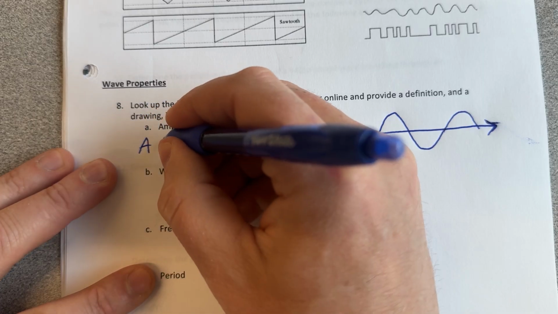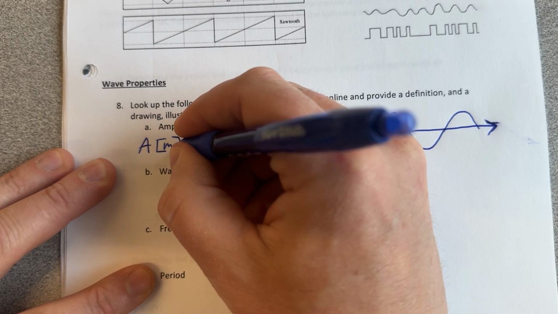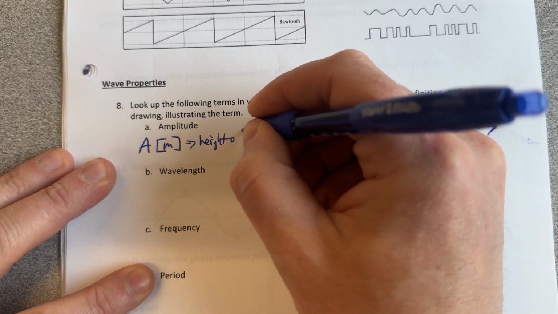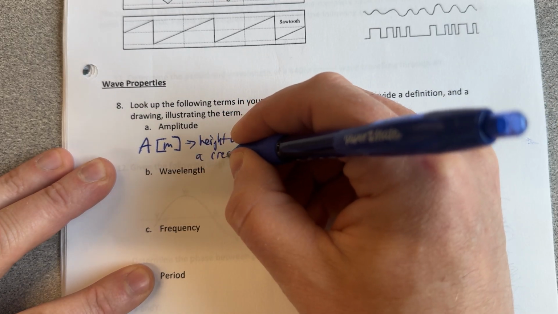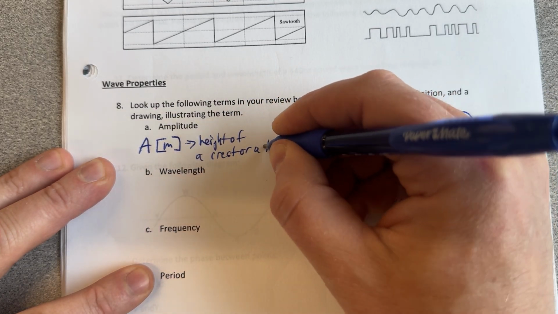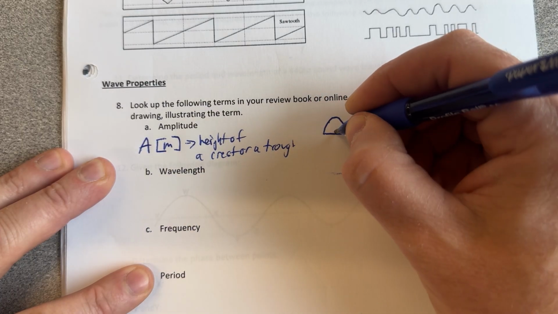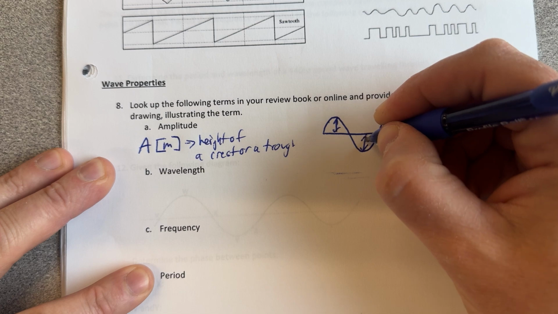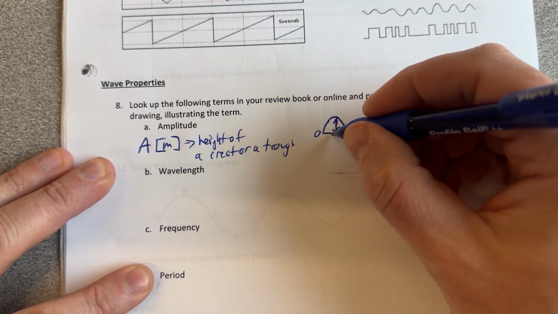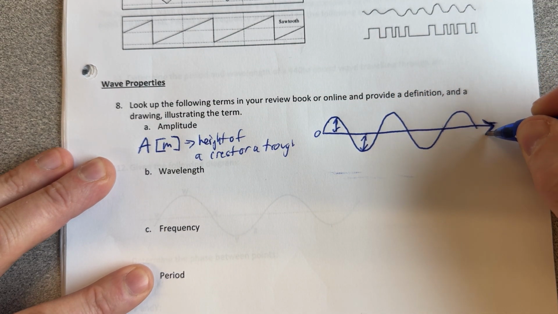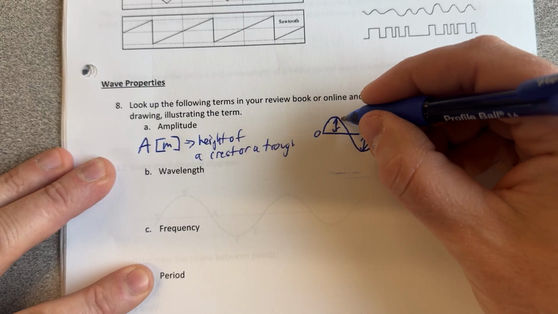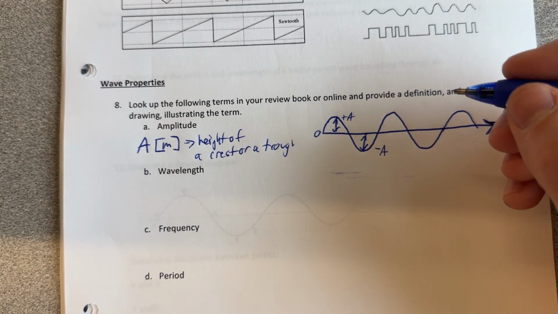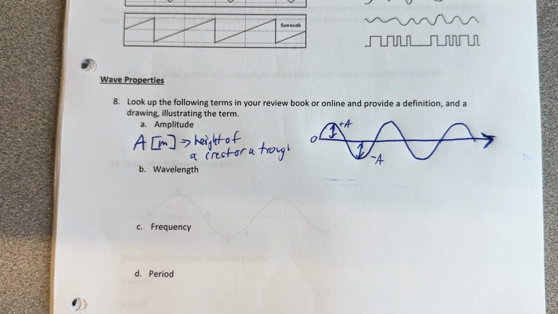Amplitude, the symbol is A. The unit is meters. It's the height of a crest or a trough, and it's referenced from 0, right? This would be the medium just when it's flat, then the wave. So that would be a positive amplitude. Excuse me, that would be a negative amplitude.